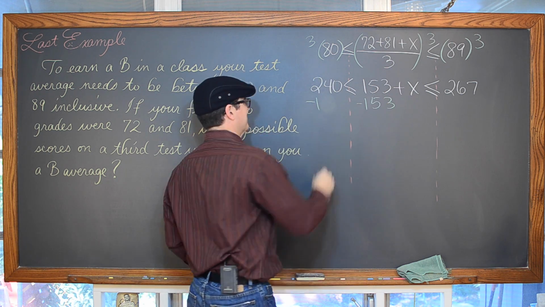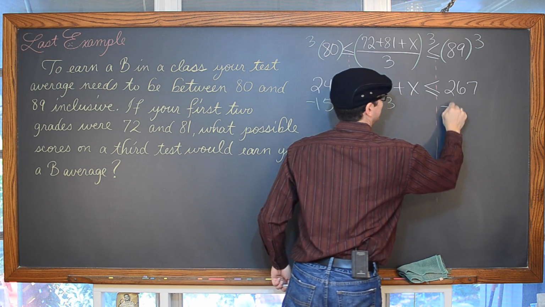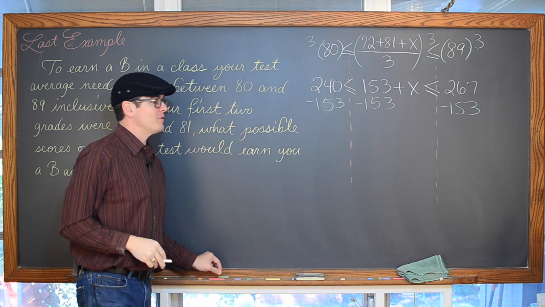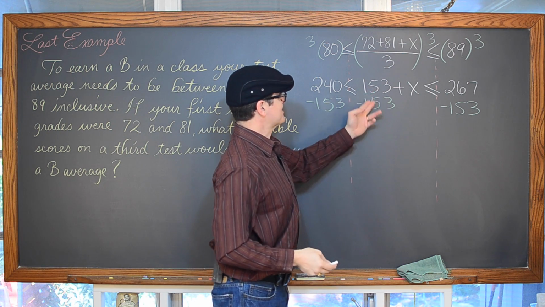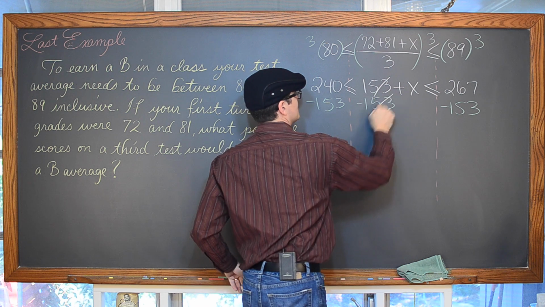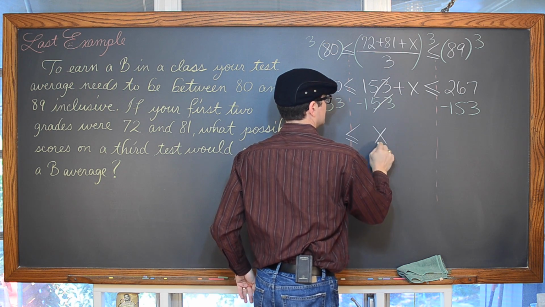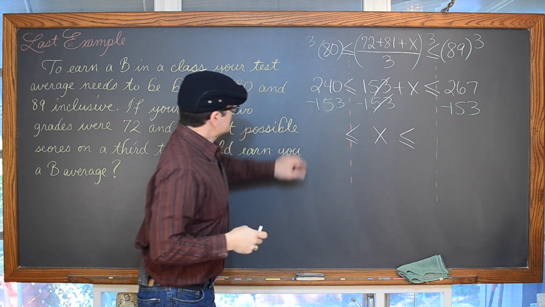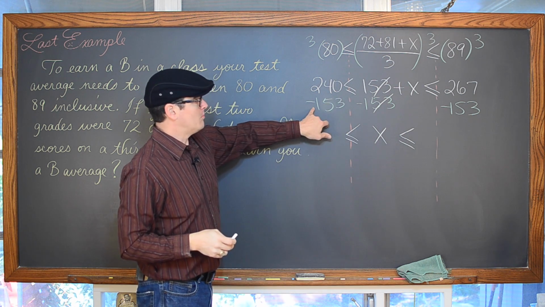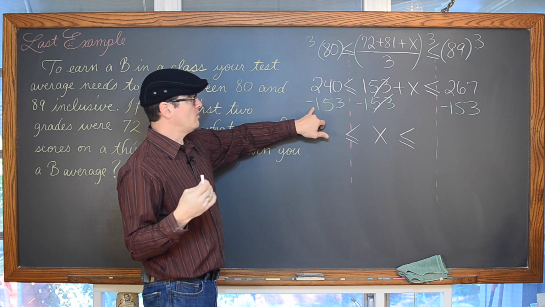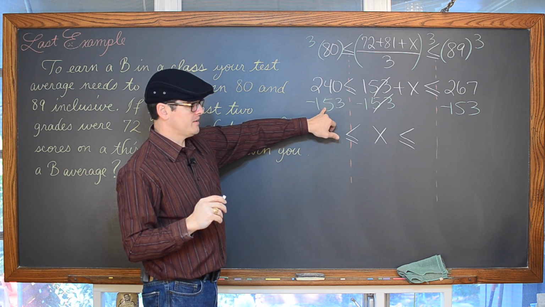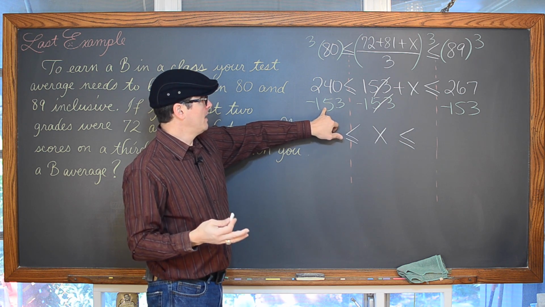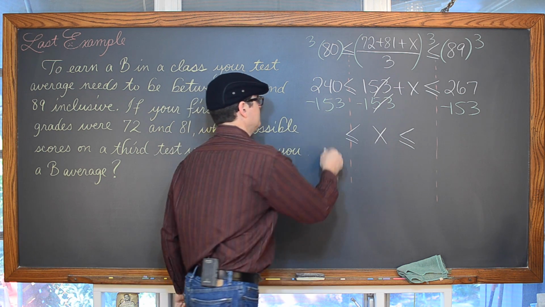We're going to subtract that 153 from all three parts of our inequality. That's, of course, going to cancel out, and we're going to get x is less than or equal to, okay, so let's see here. 240 minus 100 is going to be 140. 140 minus 50, 14 minus 5 is 9, so we're looking at 90. And 90 minus 3 is 87.